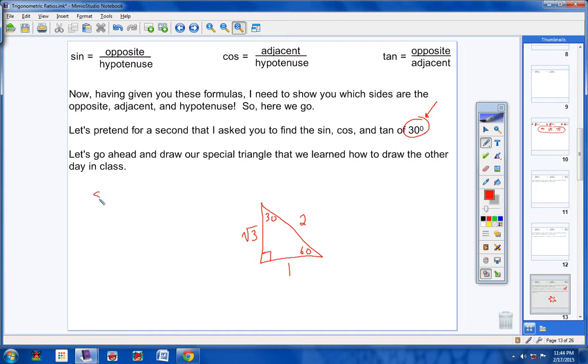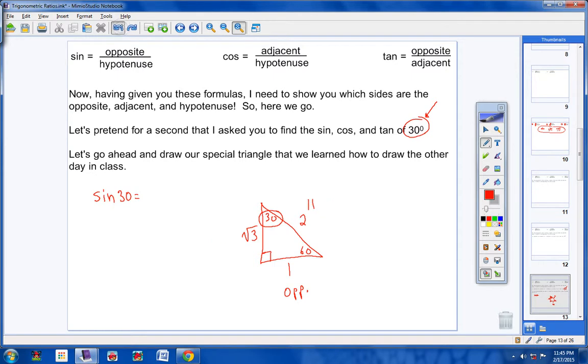Now I'm finding the sine of 30. So in your notes, go ahead and write down sine of 30 equals, okay? Now, what angle am I dealing with? 30. So circle 30. Because I'm dealing with this angle, I go straight across to the opposite side, and I label that opposite. Then I go to my hypotenuse, and I label that hypotenuse. So the only side left has to be my what side?